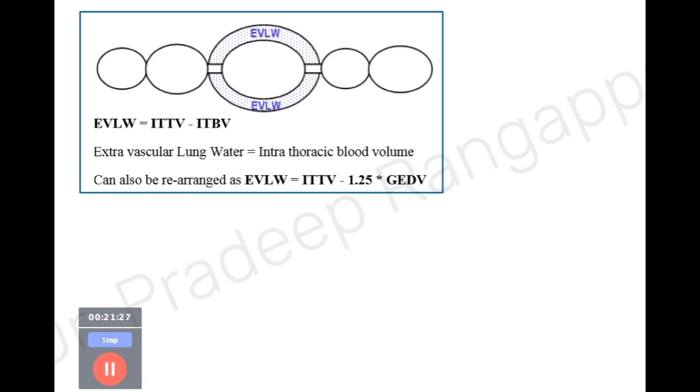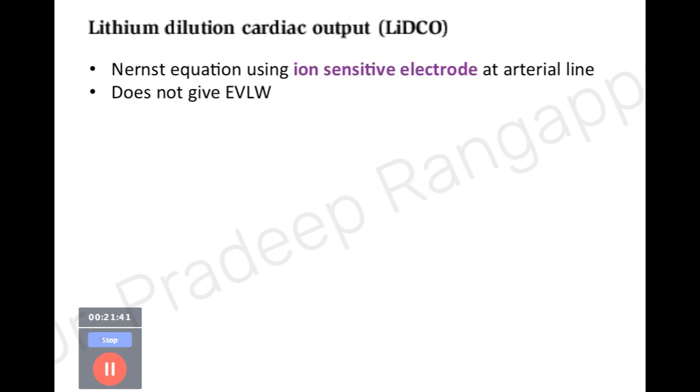And for this, two important variables are captured when you do the thermodilution curve, which are mean transit time and downslope time. Based on that, cardiac output is calculated. Based on that, different volumes are calculated. That's all you need to remember. Then we'll move to the LIDCO.